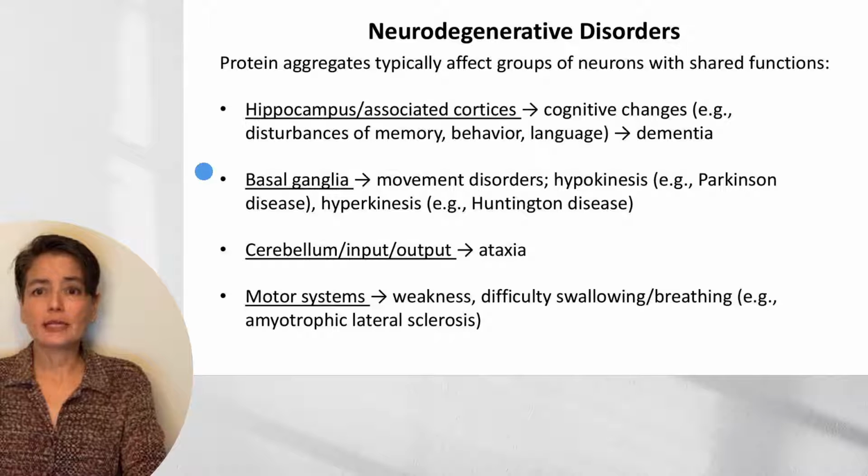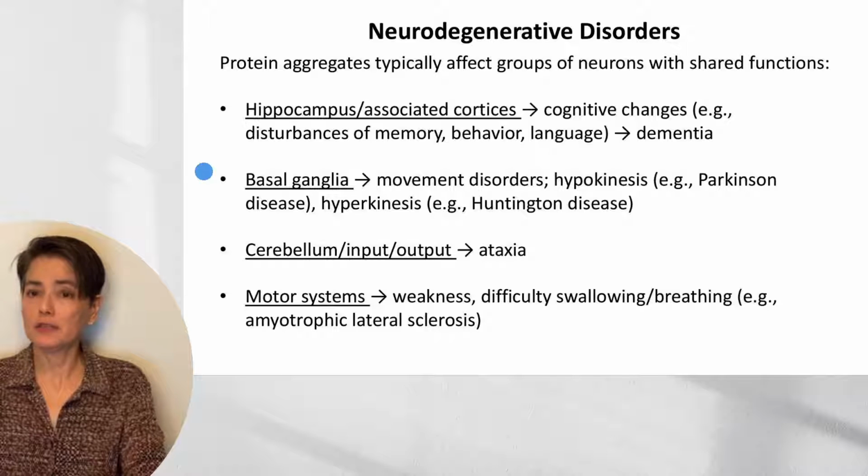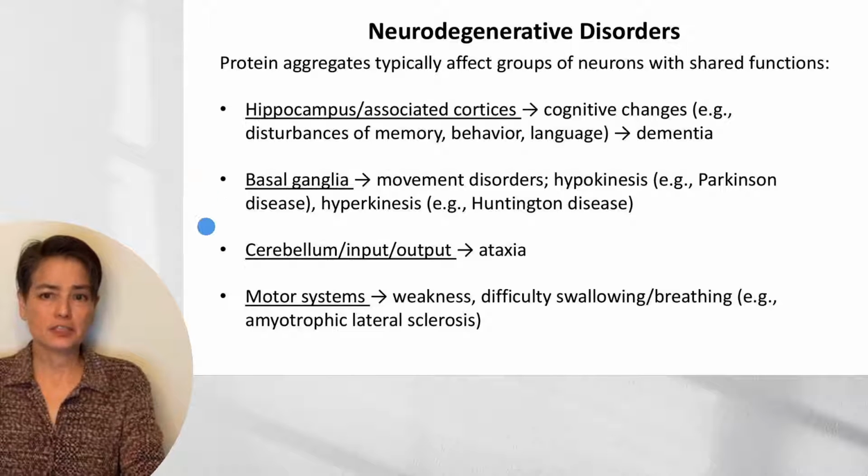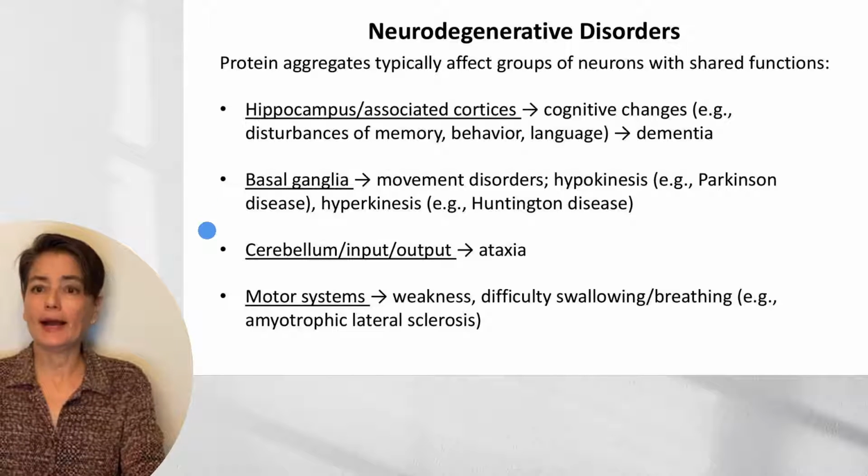Lesions in the basal ganglia are associated with our movement disorders. This can manifest as hypokinesis, so we see that in Parkinson disease, or hyperkinesis, so excess motion, for example, in Huntington disease. Lesions in the cerebellum as well as the input-output tracts lead to ataxia, and the motor systems can also be affected, leading to weakness, difficulty swallowing and breathing, such as can be seen in amyotrophic lateral sclerosis.